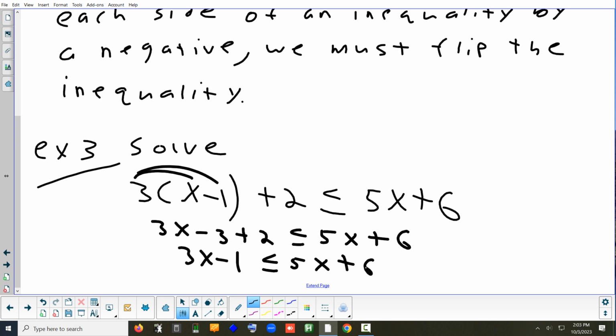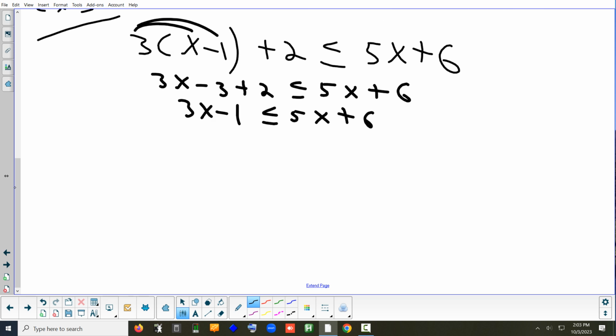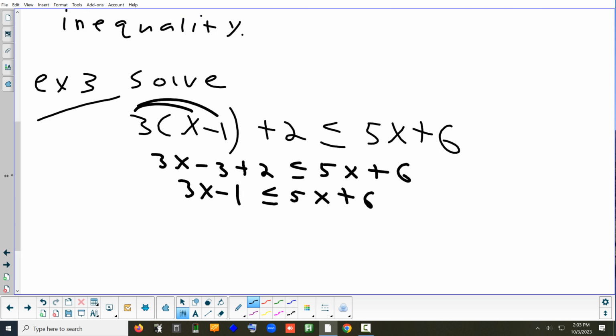We still haven't multiplied or divided by a negative, so we haven't had to flip the sign at all. Now, this is going to decide what ends up happening. Isaiah, what do you want to do next? Either move the numbers or the x's to one side. Okay. So add 1 to both sides. We can do that. Anything else we can do at the same time? And the x's. So subtract 5x from both sides. So we can subtract the 5x.